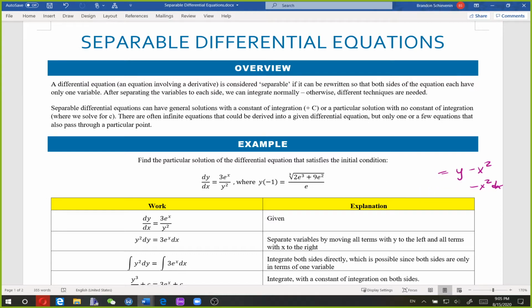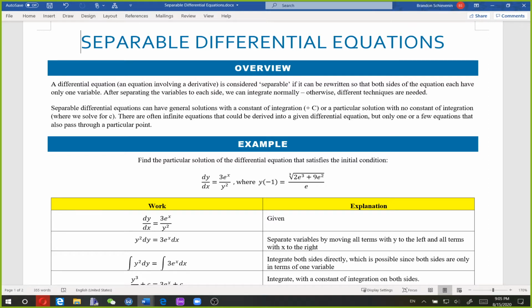So if I've got a separable differential equation where I can move all y's to one side and all x's to the other, then we can integrate normally after we've isolated our variables. That means after we've moved all y's to one side, all x's to the other.